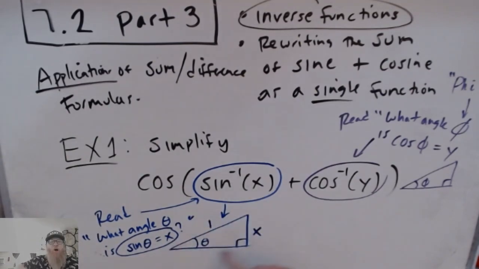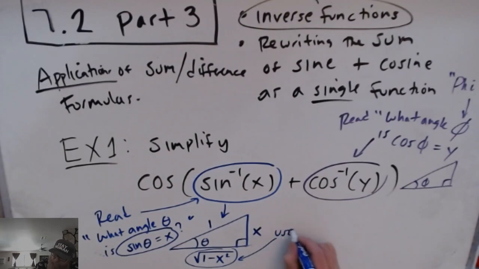We're going to need all three sides of the triangle. So this side is going to be the square root of 1 minus x squared. Just use the Pythagorean theorem. I'll leave that as an exercise. Just a squared plus b squared equals c squared, and you'll find out very quickly where I got that from.